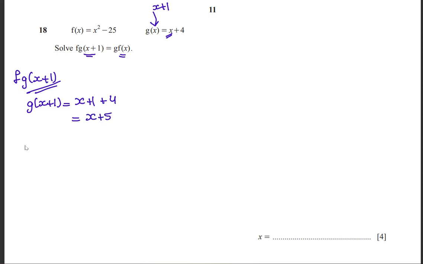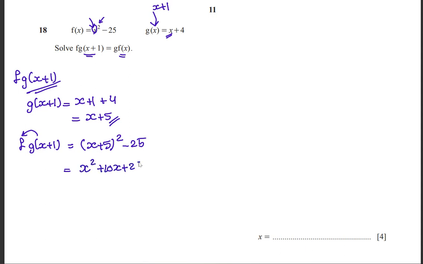Then what to do? Take all of this and put it inside f. So remove each x inside f and put x plus 5. So (x plus 5) all squared instead of this x, because this is the square, minus 25. Then we are going to expand this. This will be x squared plus 10x plus 25 minus 25 equals x squared. This will be crossed with this, x squared plus 10x.